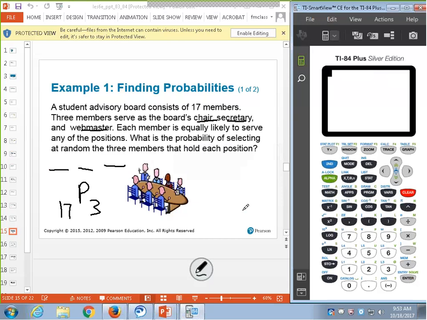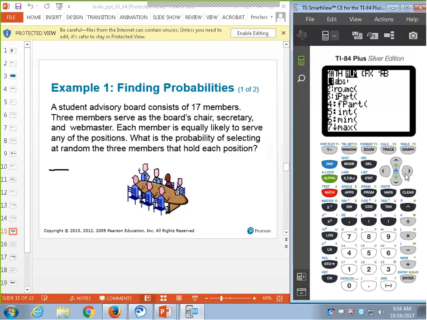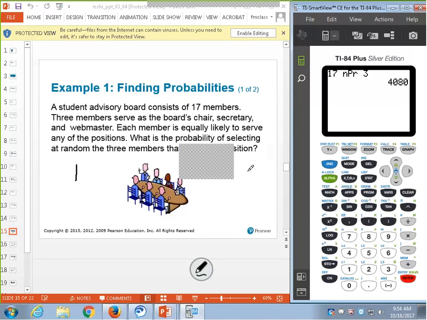We have a total of 17, and we're selecting 3, right? That will give us our total. So 17P3 will give us our total. 17, math, probability, oops, go back. Permutation, we're doing a permutation now, right? Order matters. There's the answer, 4,080. How many do we get to make? 1 selection. So the probability is success over total: 1 over 4,080. That's our answer.